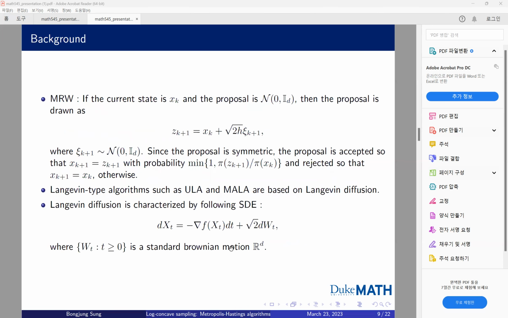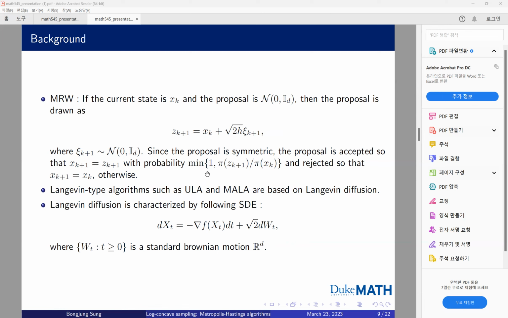So we also reviewed some algorithms of interest in this paper. MRW is basically this: if the current state is s_k and the proposal is just a standard Gaussian, then the proposal is given as follows, with step size h and ξ_{k+1} sampled from a standard Gaussian. Since the standard Gaussian is symmetric, the acceptance probability can be expressed based only on π, and we accept the proposal with the following probability and reject otherwise.